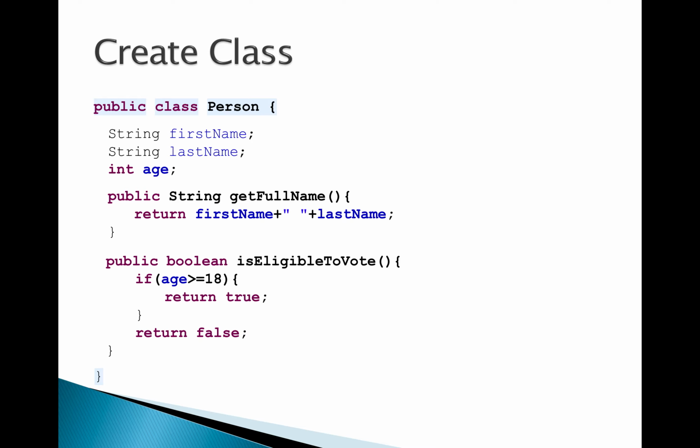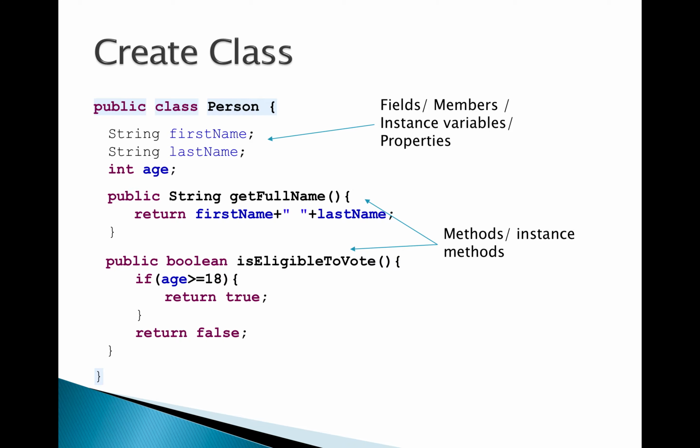This is called the behavior: get full name and is eligible to vote. And first name, last name, and age are called the properties. There are different names you will be using. You can call them fields, members, properties, state, or instance variables; they all refer to these fields actually. And this one we call behavior, or methods, or instance methods basically.